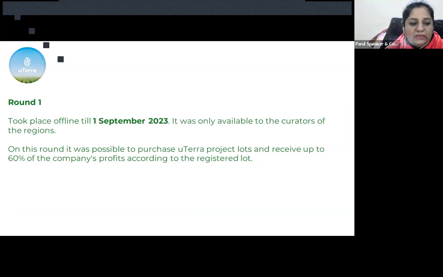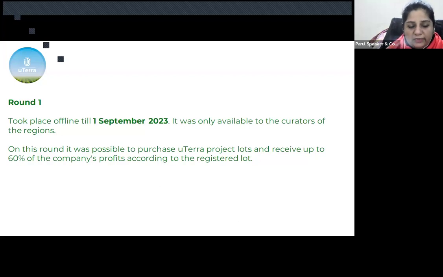As I mentioned before, I will tell you what is the benefit of investing in round two. Round two is running. When did round one come, and what happened then in round two, round three? So let's go there.